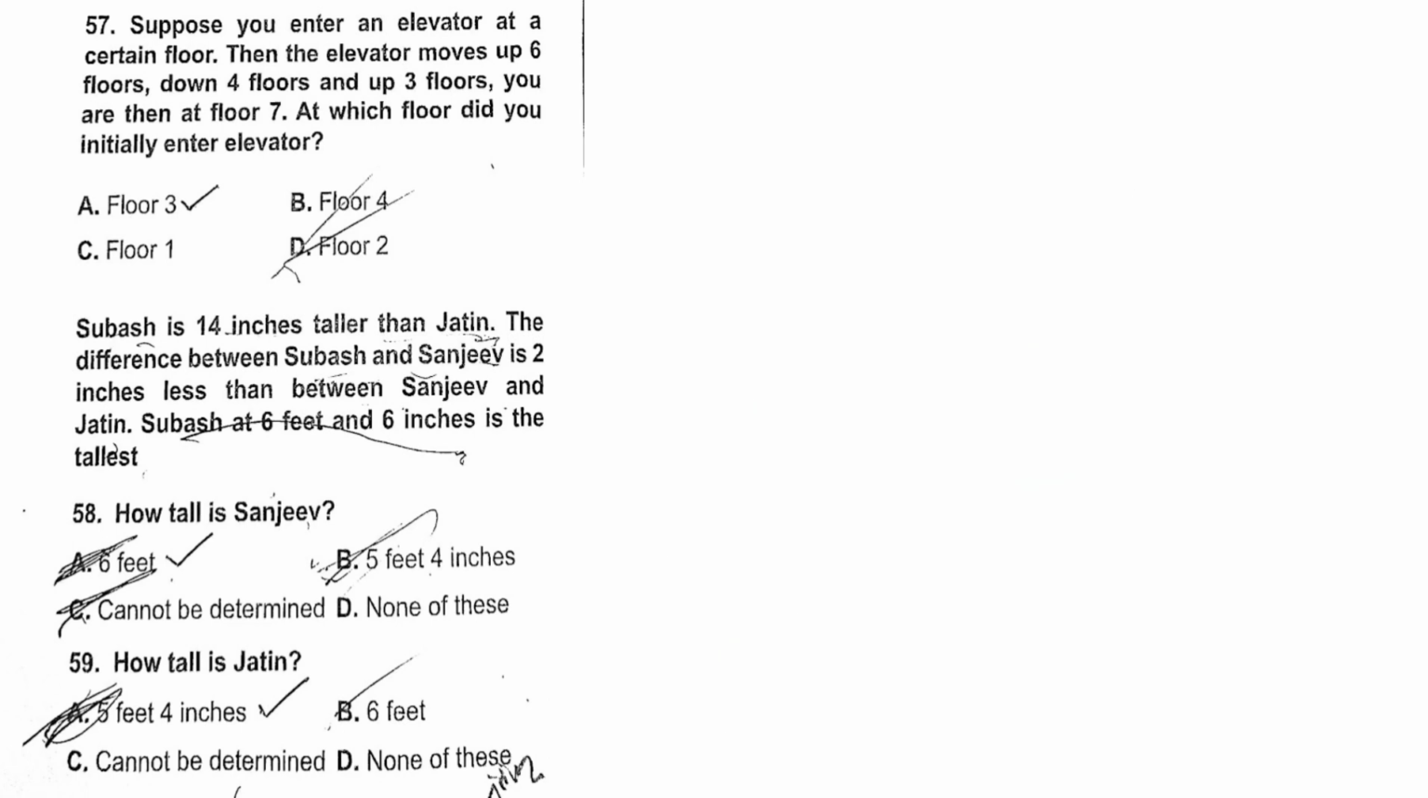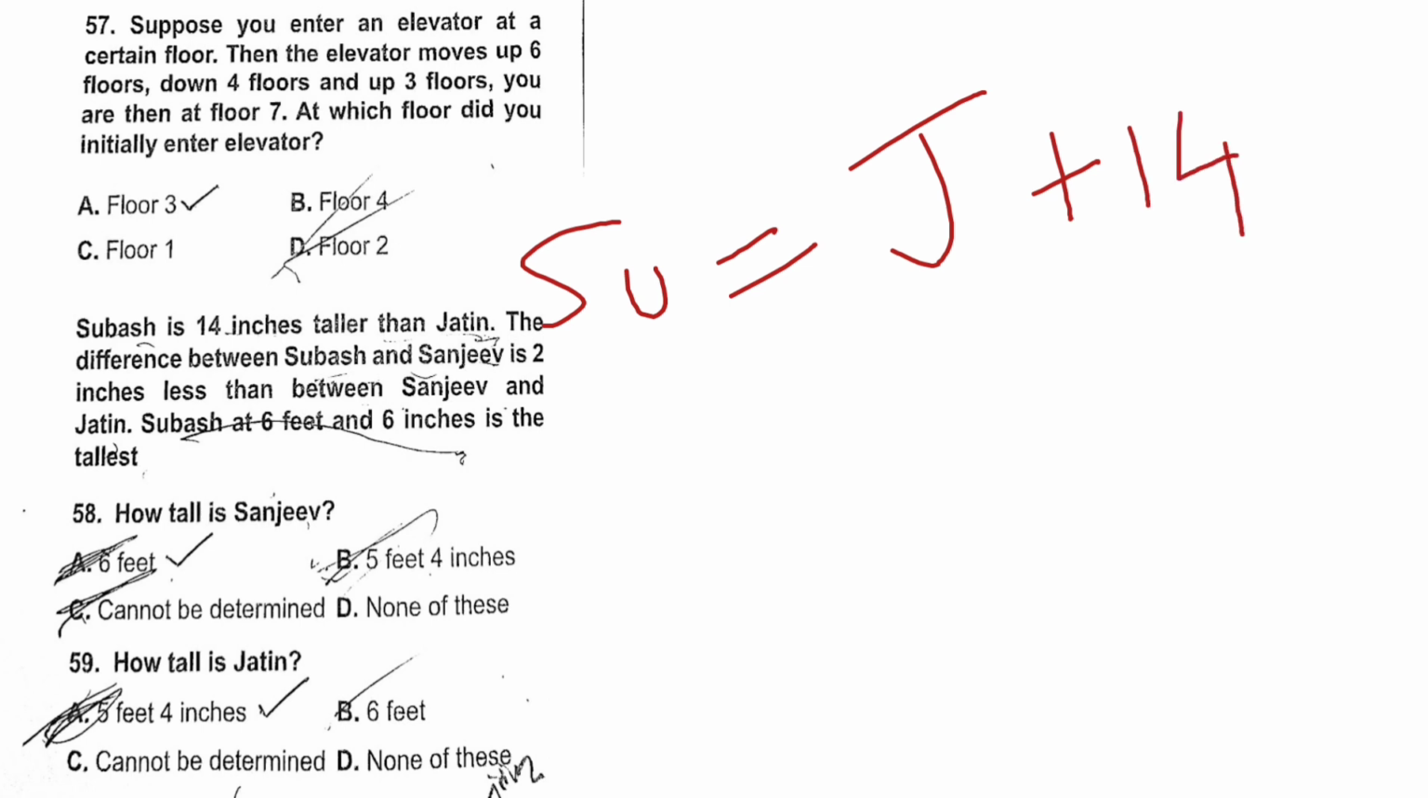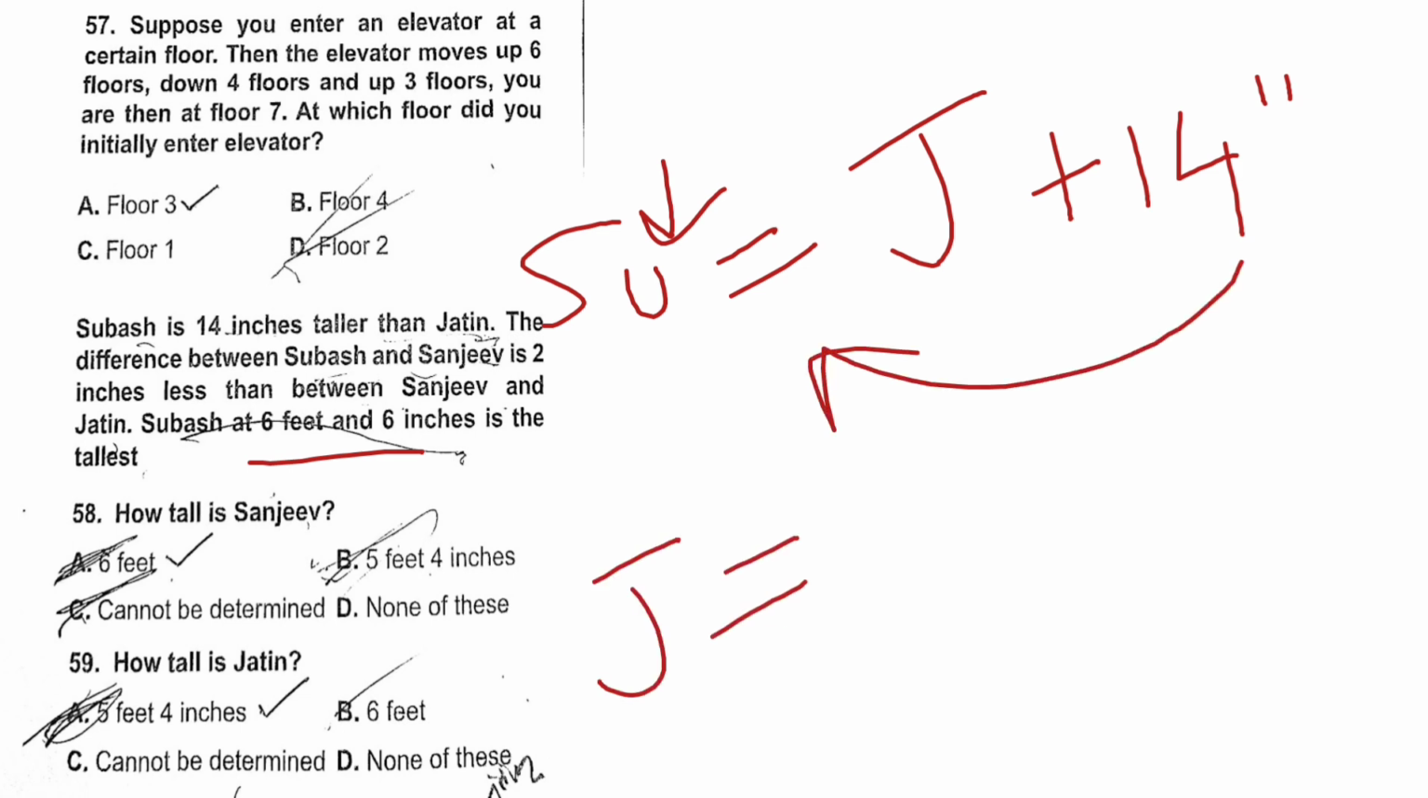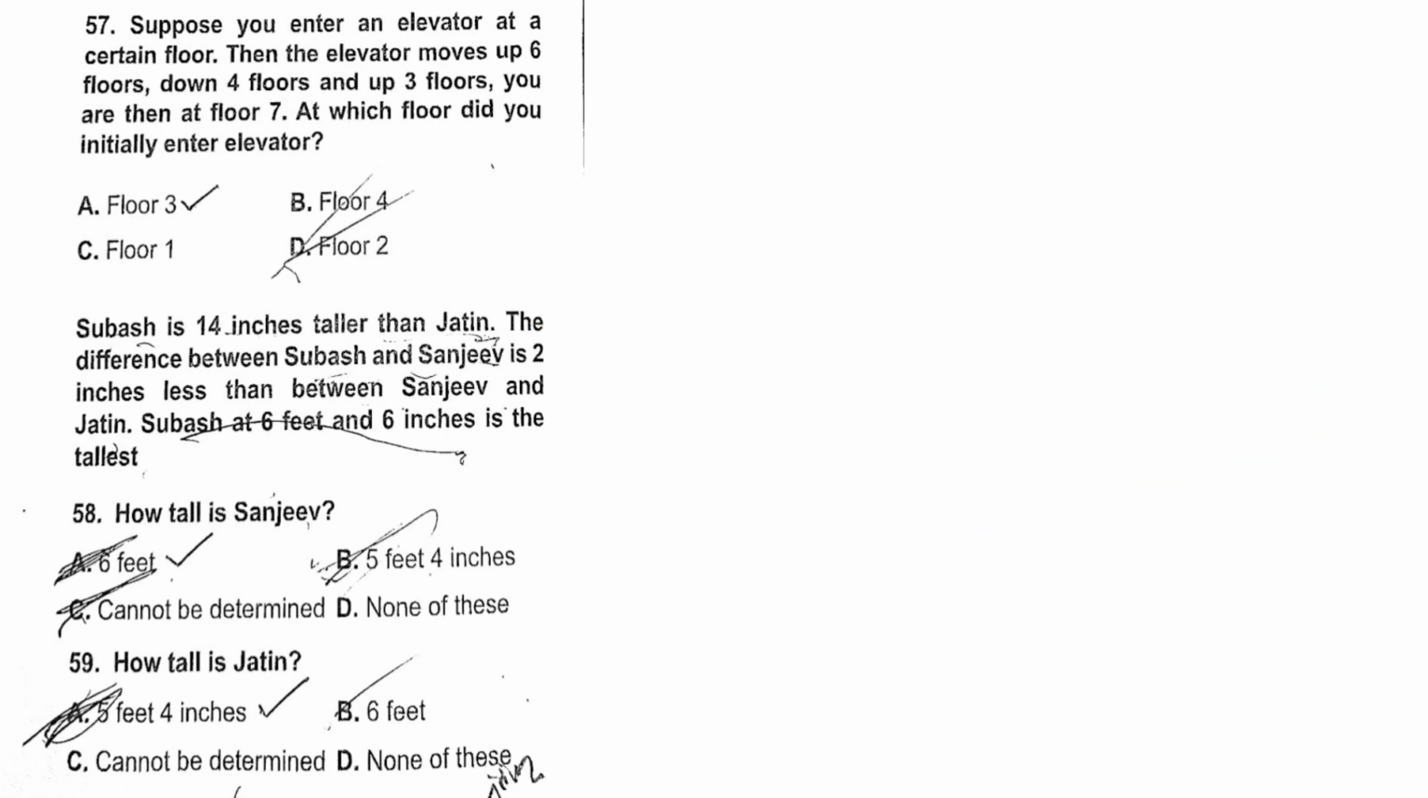Suppose the question says Shubhas is 14 inches taller than Jatin. So 14 inches taller than Jatin, then this will be the equation. In the question, they have given the height of Shubhas as 6 feet 6 inches. So we know the height of Shubhas. Bring it here. So the height of Jatin will be Shubhas's height minus 14 inches. Now let's see the subtraction part. This is where most of you might have made the mistake. Shubhas's height is 6 feet and 6 inches, so we have to subtract 14 inches.